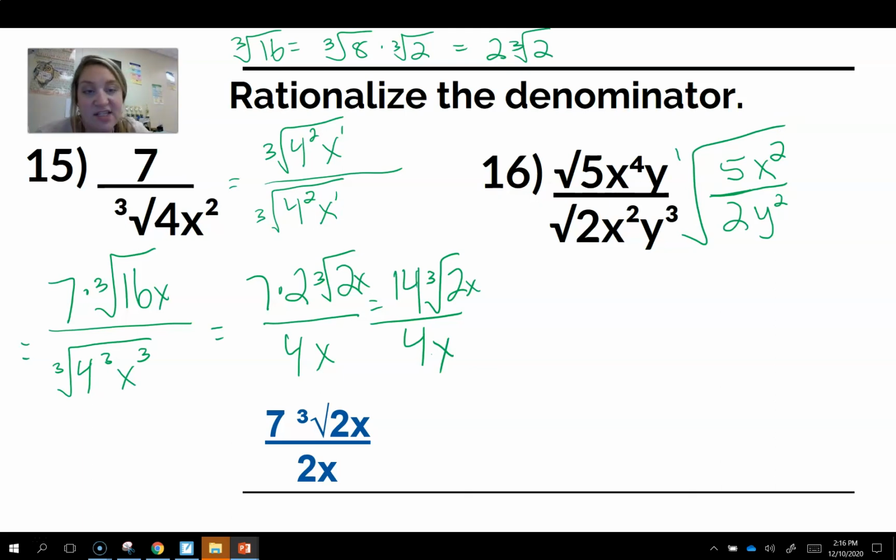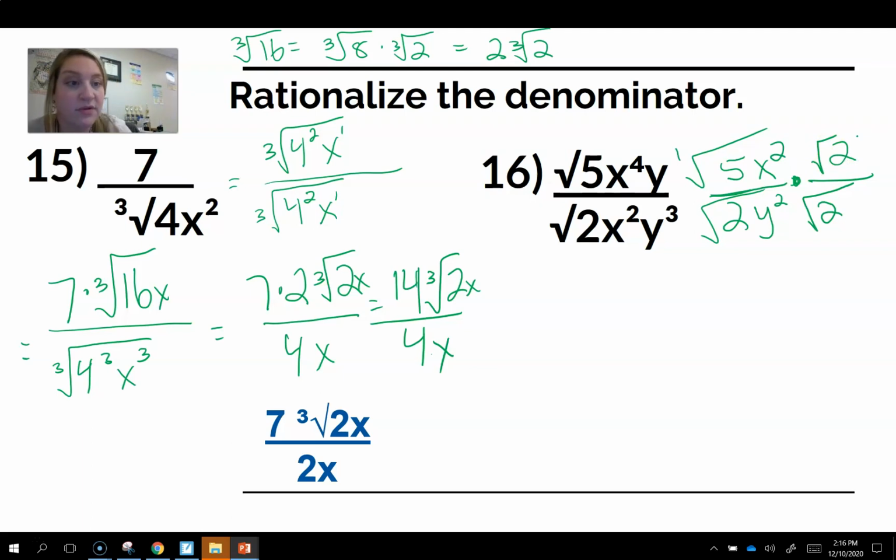Okay, I have a square root. I need 2 of my denominator. So what's going to happen, I'm going to keep it separated like this. Okay, I need to multiply this by another 2. Okay, I don't need a y because I already have 2 y's, right? So all I have to do is multiply by the square root of 2. So my numerator is going to become the square root of 10x squared. And my denominator becomes the square root of 4y squared.